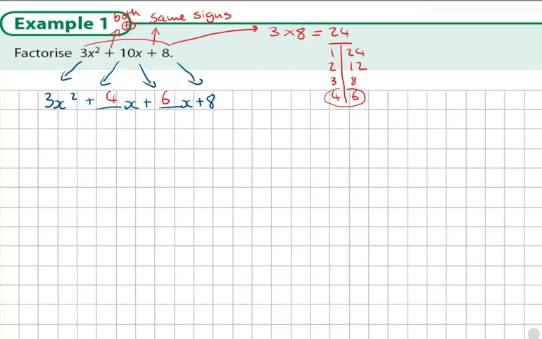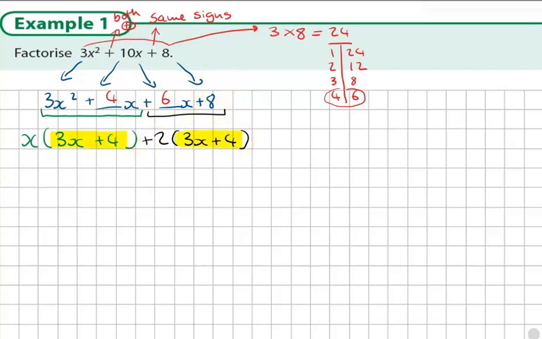So I'll factorize the first two terms. So x is my highest common factor, and 3x squared divided by x is 3x, and 4x divided by x is 4. I then factorize the right two terms, and 2 is my highest common factor. 6x divided by 2 is 3x, and 8 divided by 2 is 4.